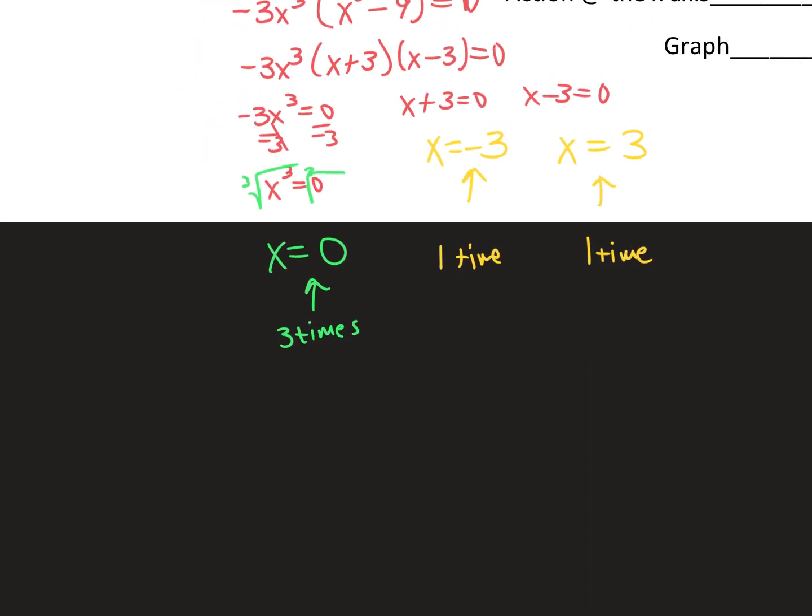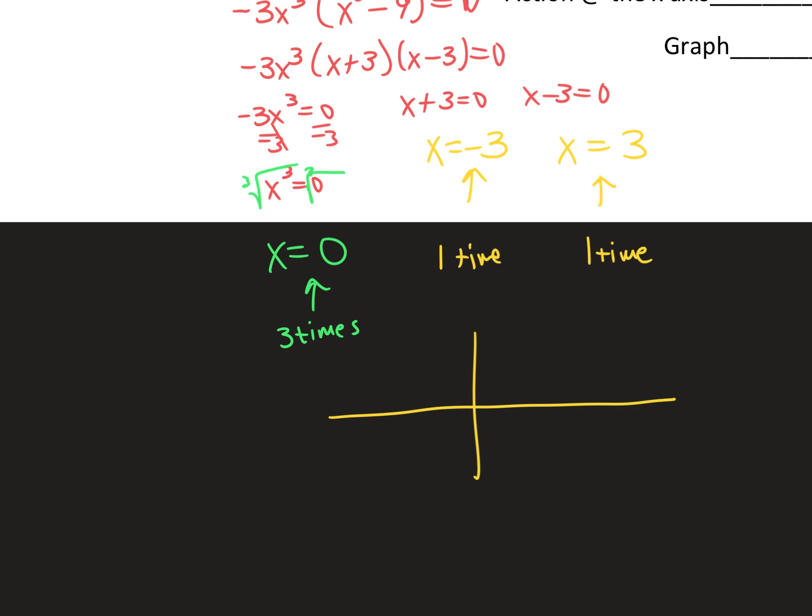Remind me again about multiplicity. If you have a multiplicity an even amount of times, if you have the same answer twice, 4 times, what is your graph going to do? It's going to bounce. If you have multiplicity an odd number of times, or if you only have things once, 1 time, 3 times, 5 times, what's your graph going to do? It's going to go through.